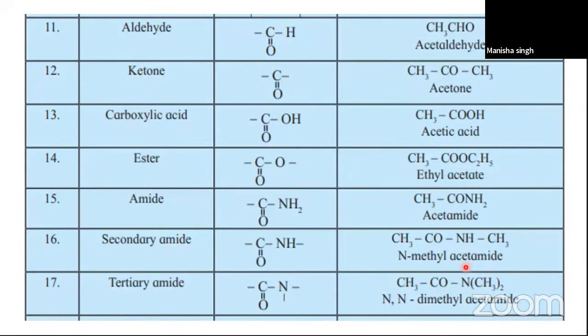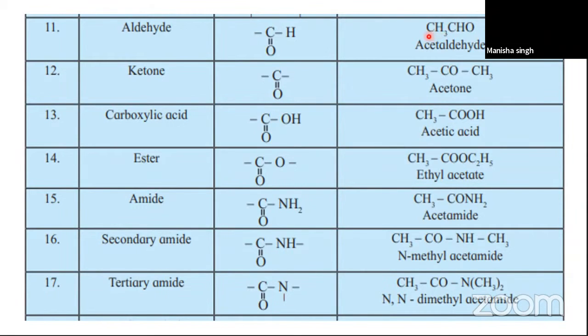Next slide. Now next one is aldehyde. So example of aldehyde, just now we have seen CHO, C double bond O and H. This is the functional group for aldehyde. And the example is what? Acetaldehyde. So when CH3CHO is there, the name is acetaldehyde. If instead of alkyl group, hydrogen will be there, that will be a formaldehyde.